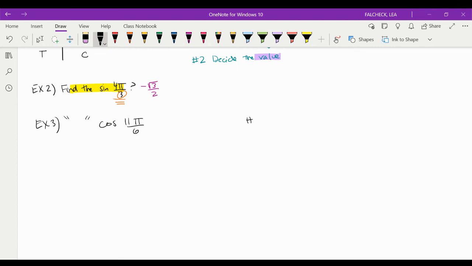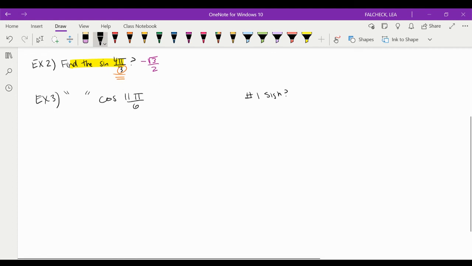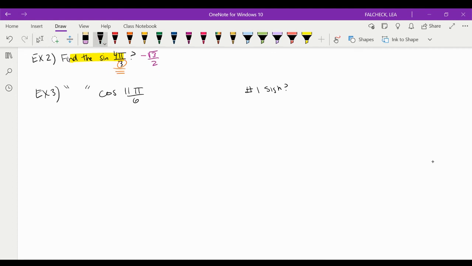Okay, so first we need to decide the sign, right? We have to find the quadrant that the angle terminates in. So think about your coordinate plane. This is 0. This is pi. We are now counting in increments of pi over 6. Okay, so I'm going to rewrite this as 6 pi over 6.